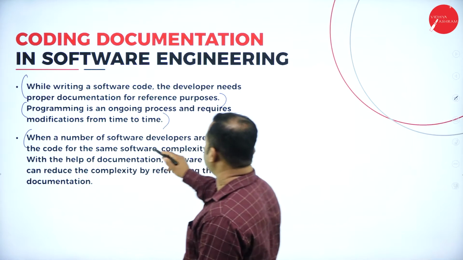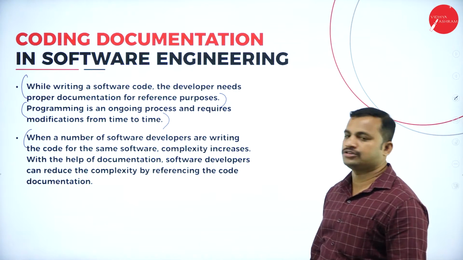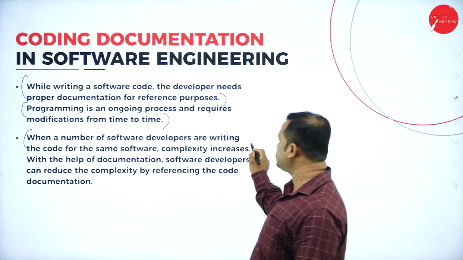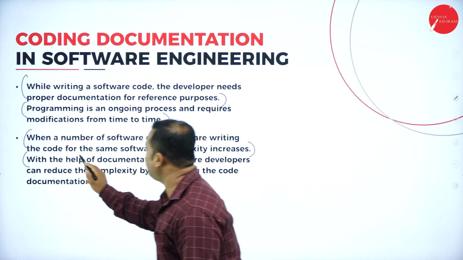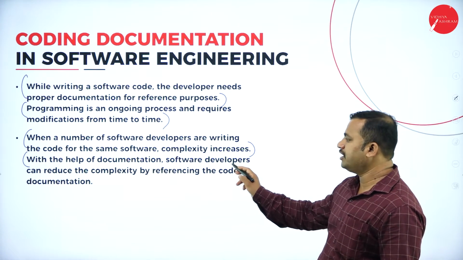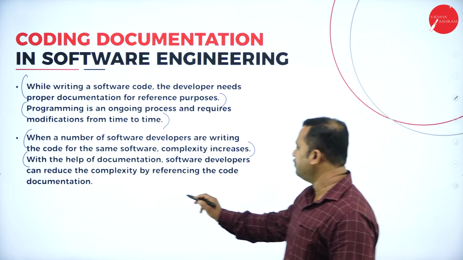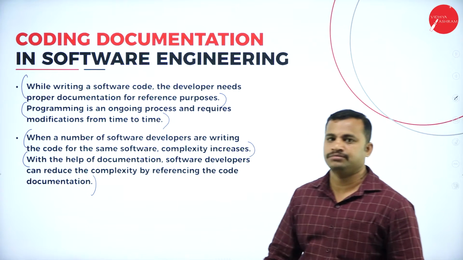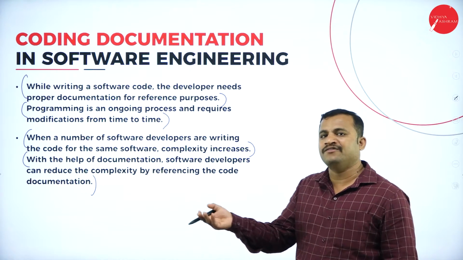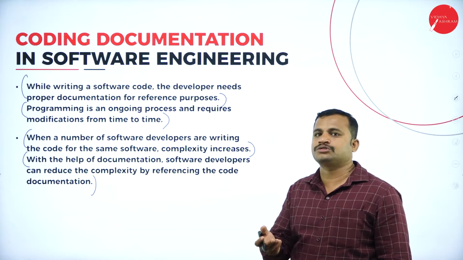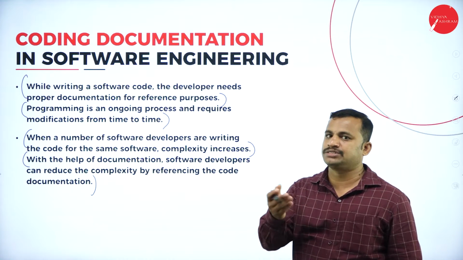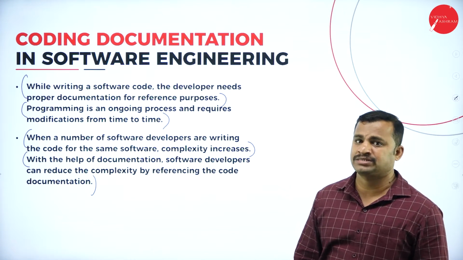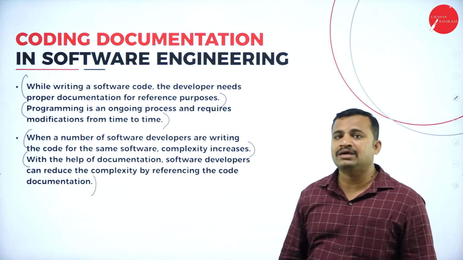When a number of software developers are writing the code for the same software, complexity increases. Let me tell you this. With the help of documentation, software developers can reduce the complexity by referencing the code documentation. Suppose they do not have the documentation which was done at the time of software requirement specification as well as during the time of design analysis, then the complexity increases.